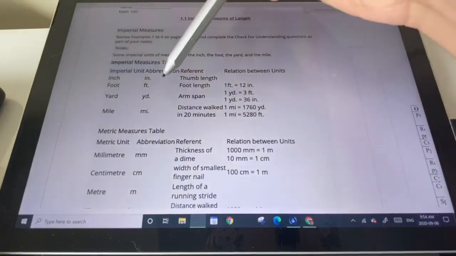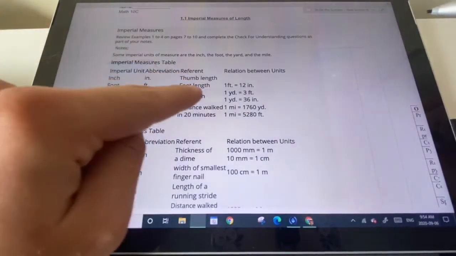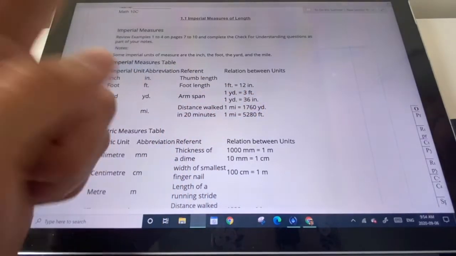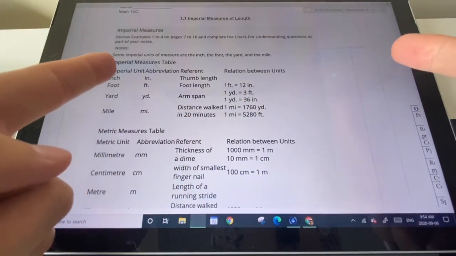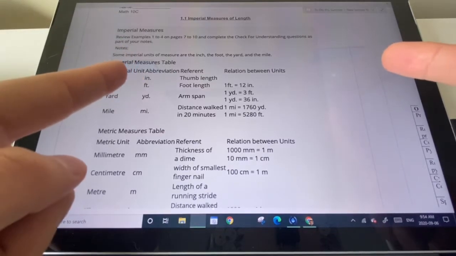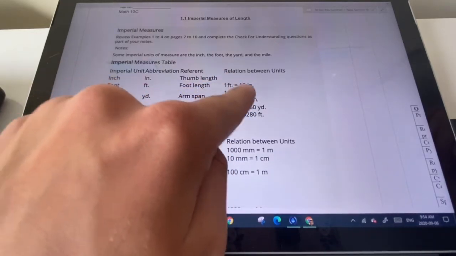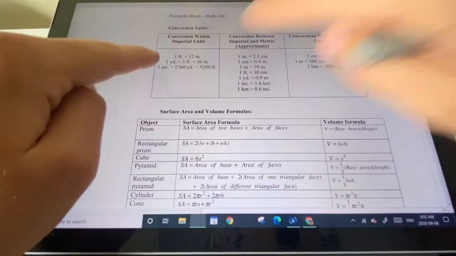Now we go into foot, which is measured in ft., okay? And you guys know hopefully what a foot length is. A foot length is about the size of an adult man's foot, usually more of like a 6-foot guy. They usually have 12-inch feet. And that's a conversion there: 1 foot equals 12 inches. And you can find that over here.